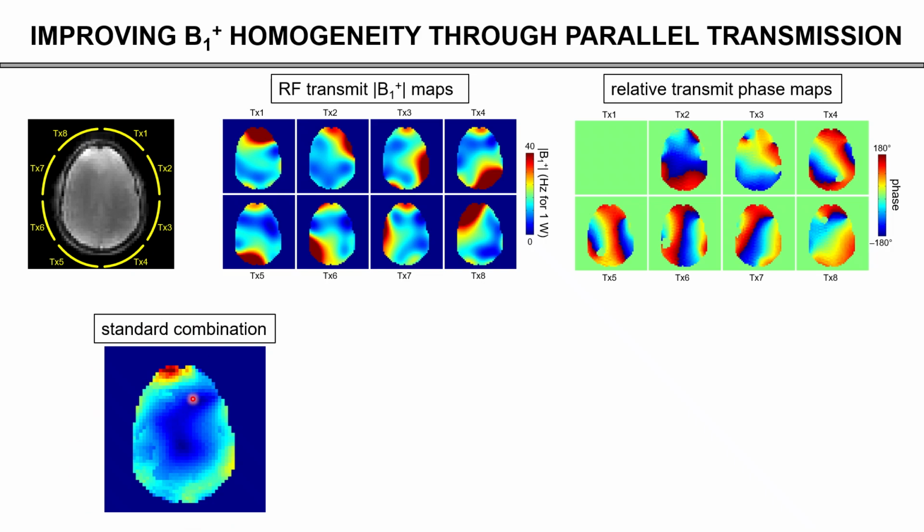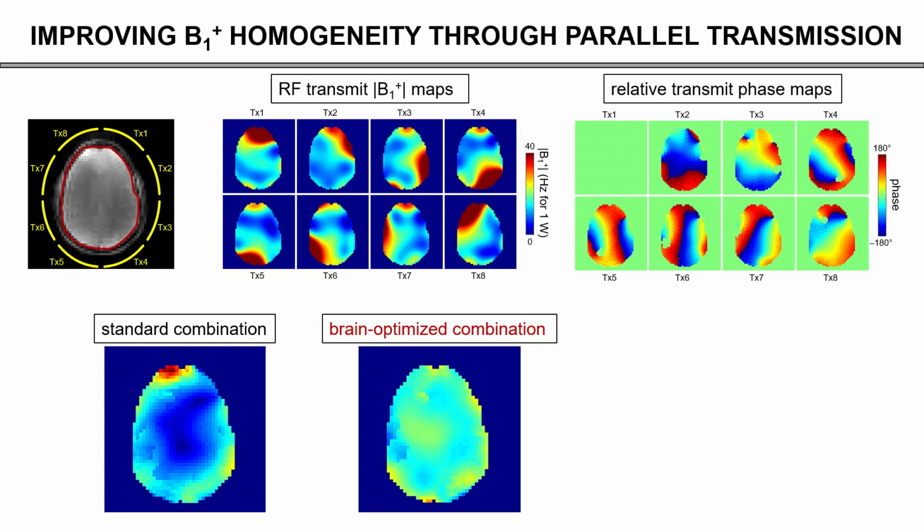Not very good. The B1 is quite low, so the B1 efficiency is low, it is heterogeneous, there's hotspots there and there, so overall not very desirable. However, now that we have full control over each of the 8 channels, we can do fancier things.